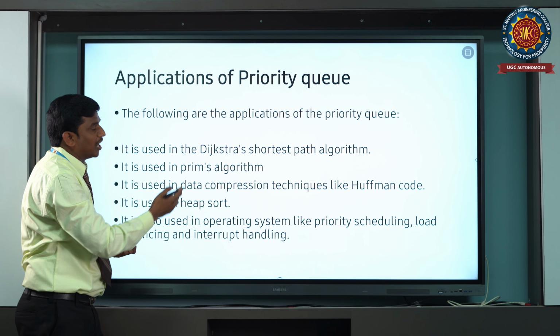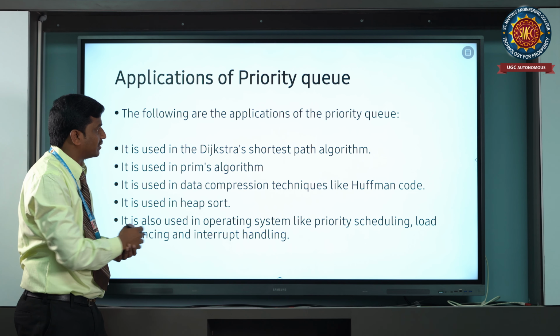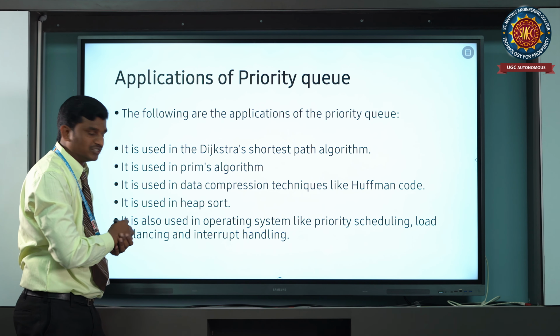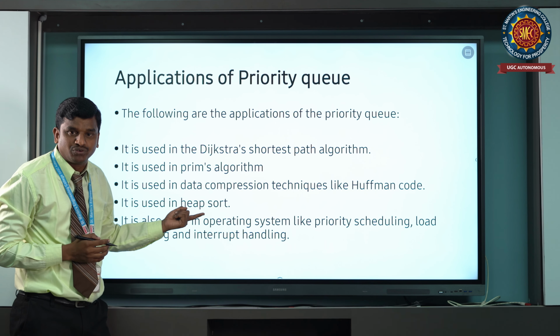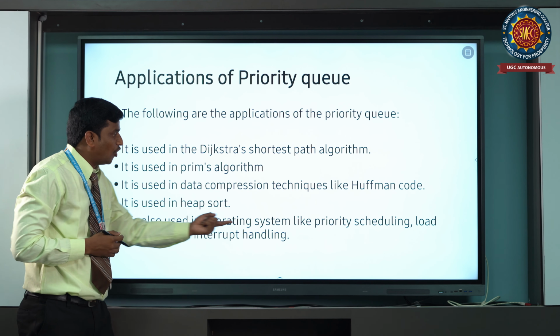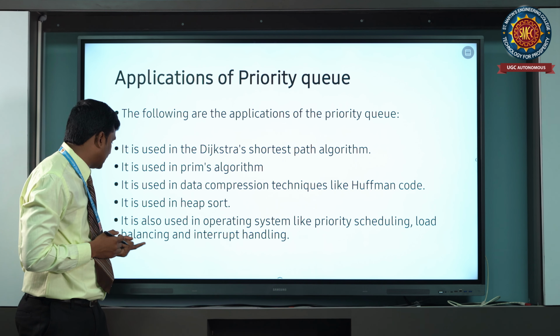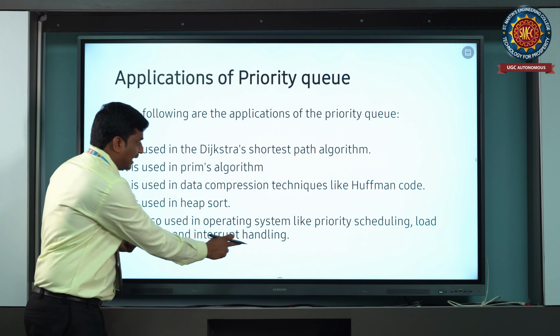Next, here we can see applications of priority queue. It is used in algorithms, for Prim's algorithm. It is used for data compression techniques. It is used in heap sort. It is also used in operating systems, for priority scheduling, load balancing, and interrupt handling.